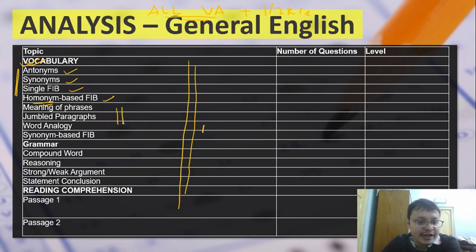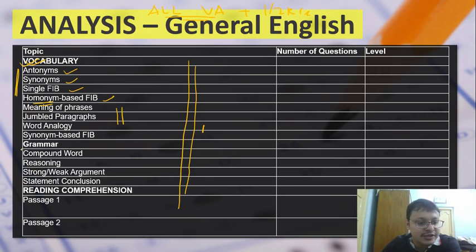Phrase-based things, jumbled paragraph, jumbled sentences and so on are very important. Word analogy as well. Fill in the blanks is definitely going to be easy, but it's going to be scoring as well, so you must make sure you attempt all of that.